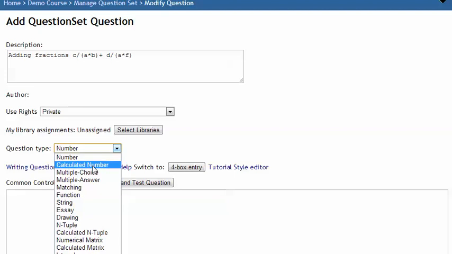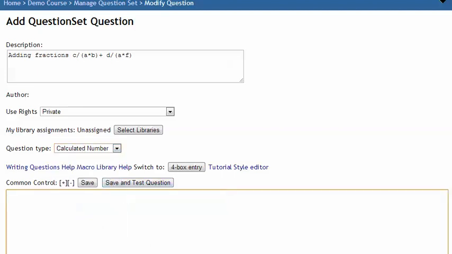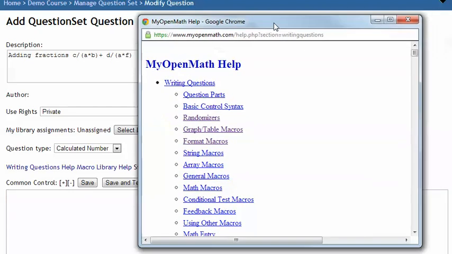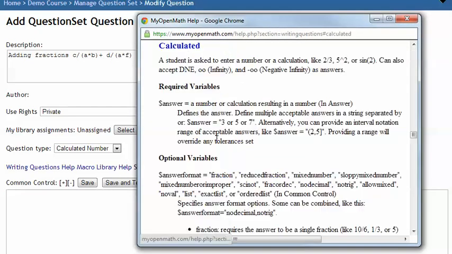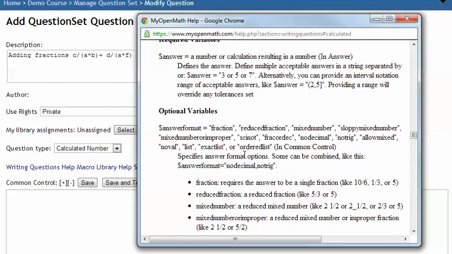question type here is going to be a calculated number because the students are going to be entering a fraction in the end. Now, it's worth noting that calculated types have, again, the only required variable is an answer, but the optional variables are really important here. The first is answer format. This lets you say, I want the answer to be restricted in what kind of answer it is. Because by default, they could put in anything, which means they could just retype the original problem and get it right. So we want to restrict it here.